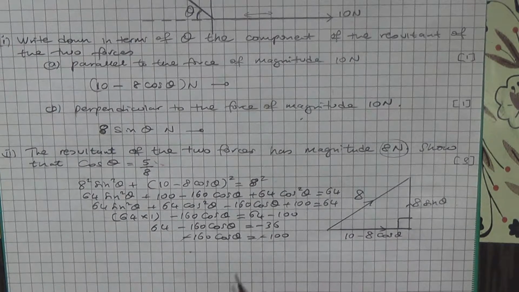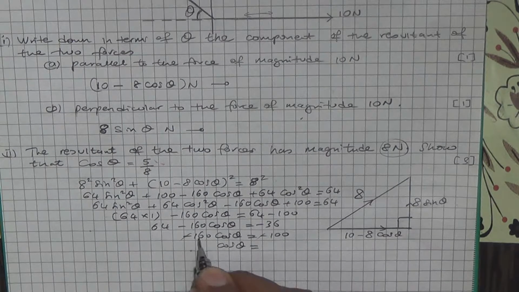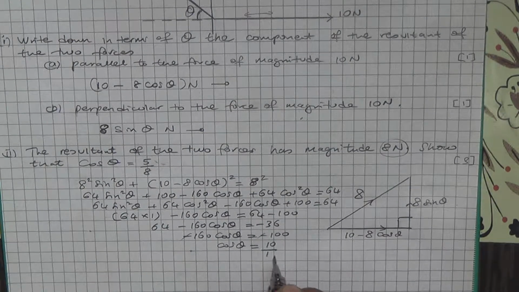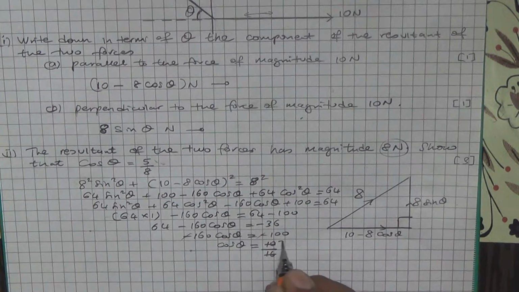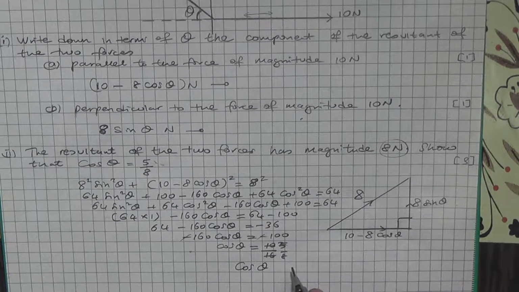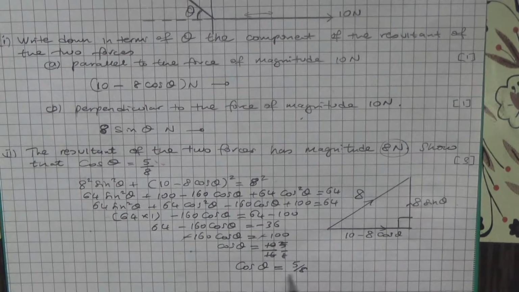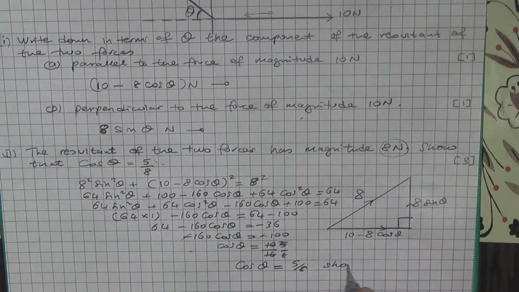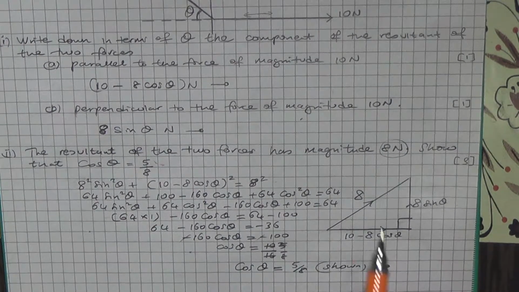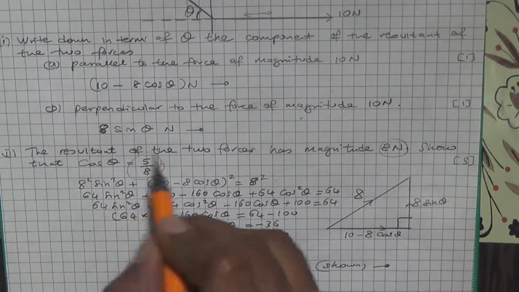The minus and minus is going to cancel out, and you've got cos of alpha is equal to 100 over 160, which is 10 over 16. And if you cancel by 2, you're going to get 5 over 8. Therefore, cos of alpha is indeed equal to 5 over 8. And this is what we were told to show. And it's been shown.